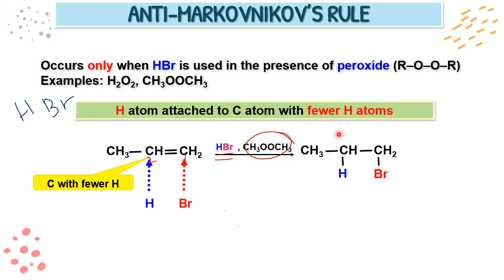And like I mentioned before, it's only for HBr in the presence of peroxide. So if, let's say, you have only HBr, without the peroxide over here, the reaction will follow Markovnikov rule. But if it's HBr with peroxide, it will follow Anti-Markovnikov rule. Okay, so now let's proceed.